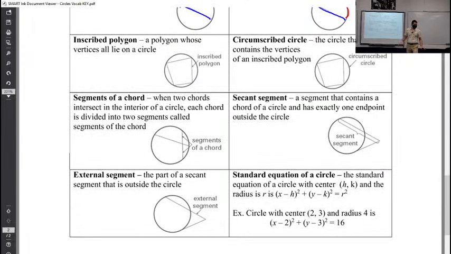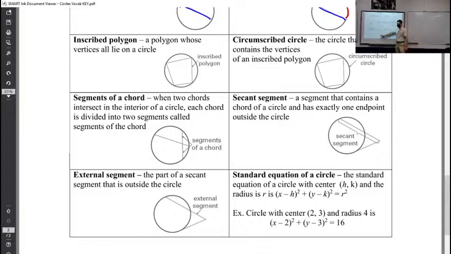And then to wrap us up, sometimes we'll have these segments, like these chords and these secants and these tangents. Sometimes we'll want to talk about pieces, especially if we have multiple segments going on at once. Then sometimes that's going to split this chord into pieces. So those pieces are called segments of the chord. This is a secant segment, because a secant is actually a line. So if we just want a piece of it, then we call it a secant segment.